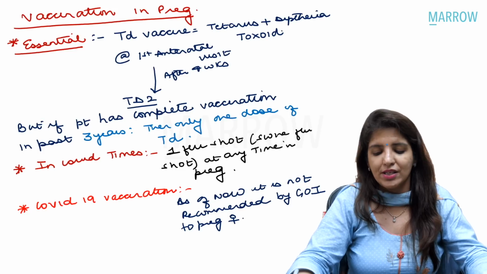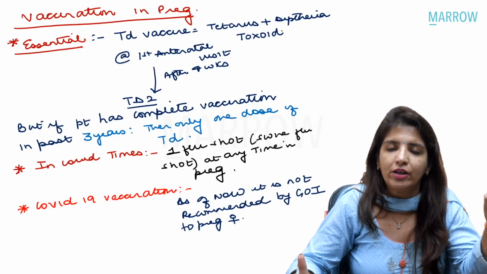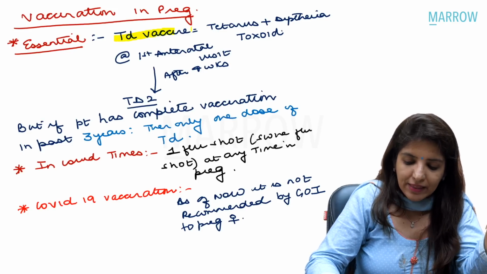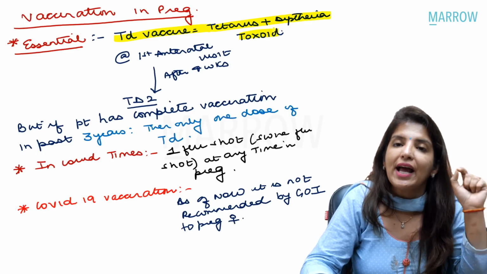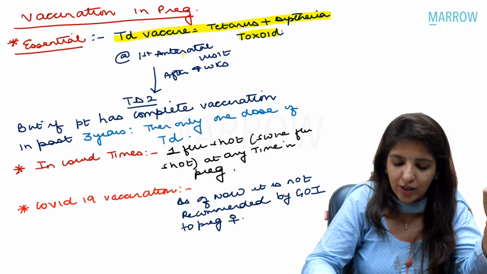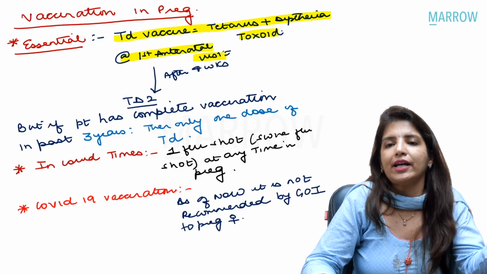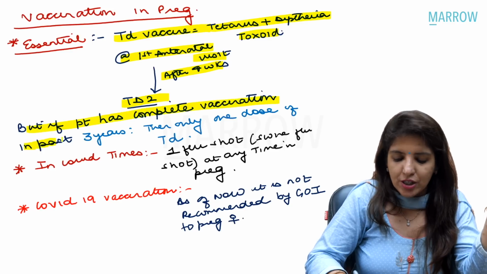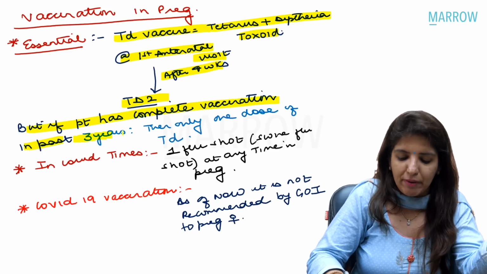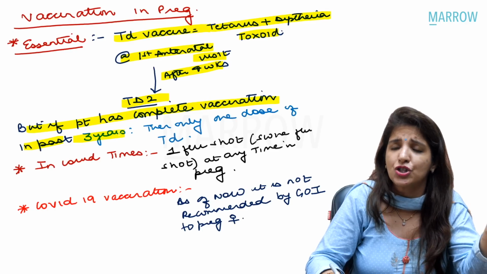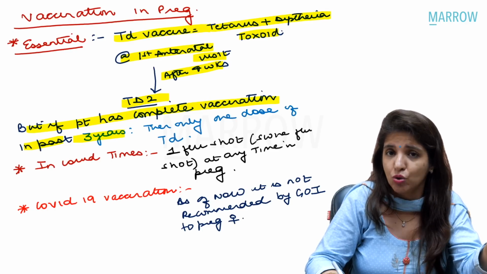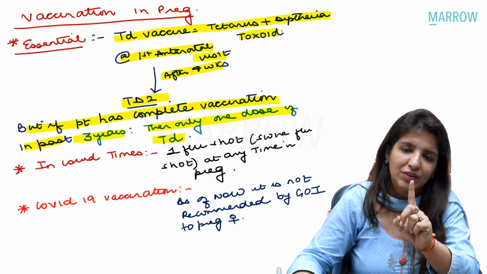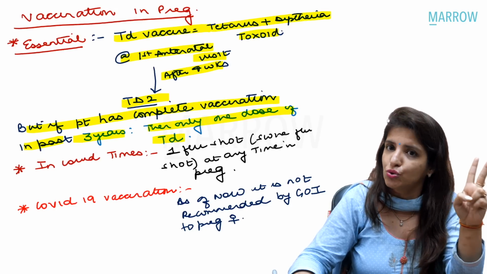Please remember that these days it is not TT. It is not tetanus toxoid which we are giving. These days the vaccination which we are giving is TD, that is tetanus plus diphtheria toxoid, and this TD vaccination has to be given in the first antenatal visit, and the second dose has to be repeated after 4 weeks, right? But suppose your patient has had a complete vaccination in the past 3 years, then during pregnancy she has to take only 1 dose of TD. Then it is not necessary that she has to take 2 doses of TD.